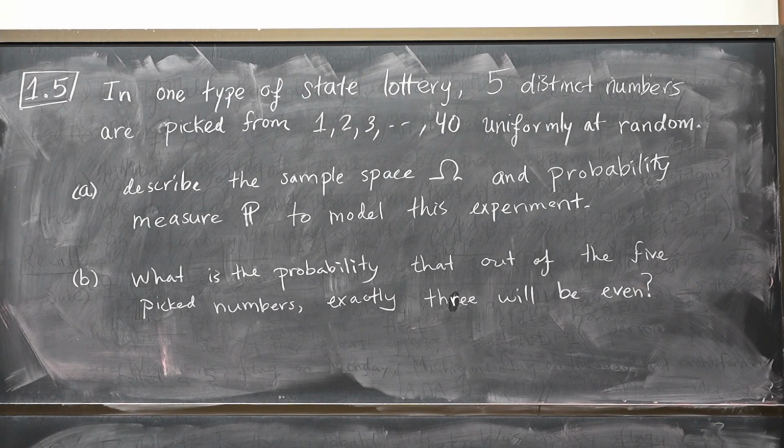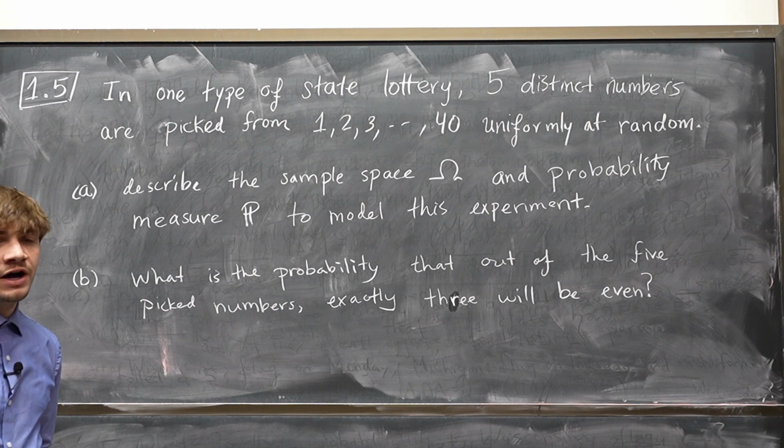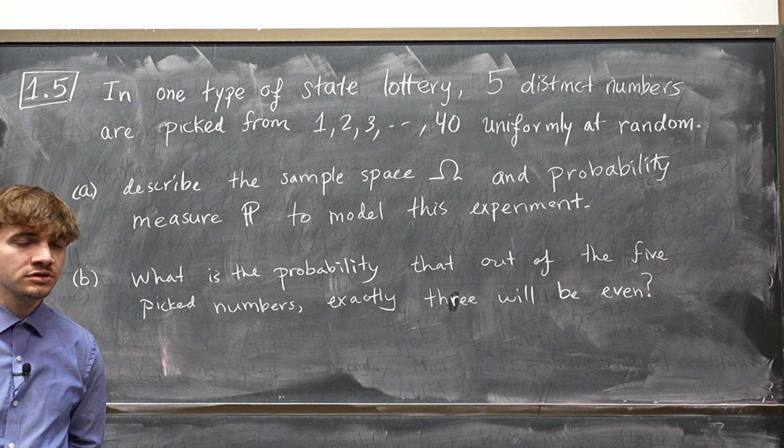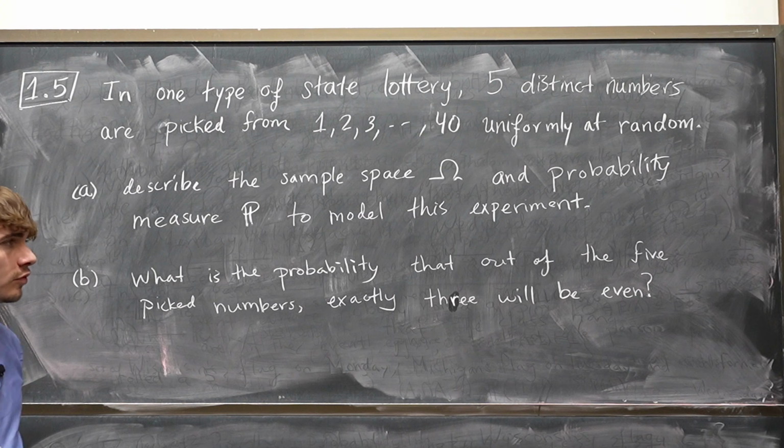Okay, today we have a problem. In one type of state lottery, 5 distinct numbers are picked from 1, 2, 3, etc., all the way to 40 uniformly at random. A. Describe the sample space omega and probability measure P to model this experiment. And B. What is the probability that out of the 5 picked numbers, exactly 3 will be even?